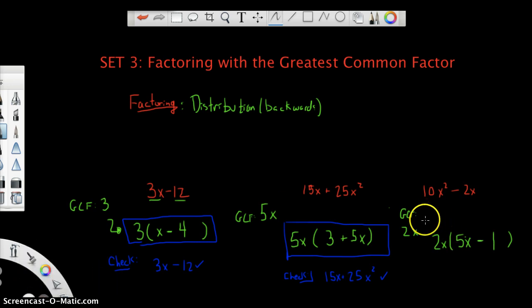In the interest of time, I'm not going to do that check. I'll allow you to do it on your own. Right now, I want you to get started with the practice problems. Go ahead and do those now.